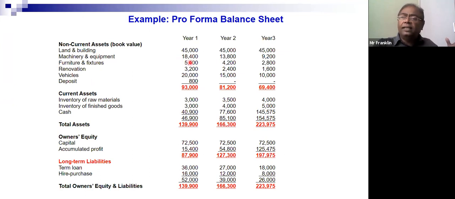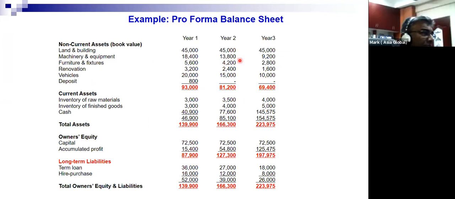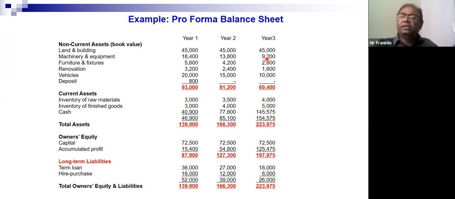18,400 and then 13,000, then 9,000. Why did it go down? This machinery. Why did it go down? Depreciation. Okay, now this is a term called depreciation. That means the value of your fixed asset will go down.